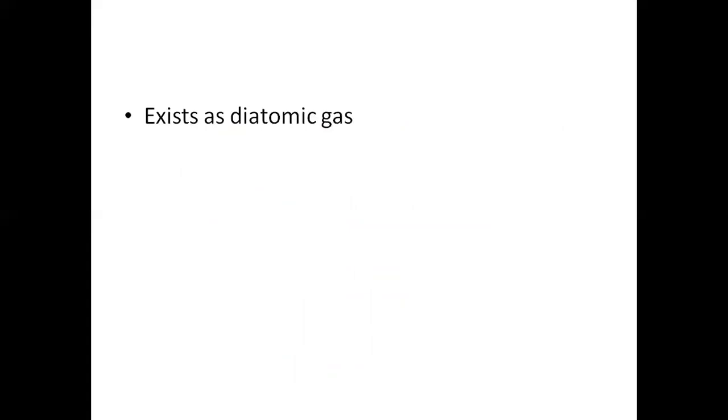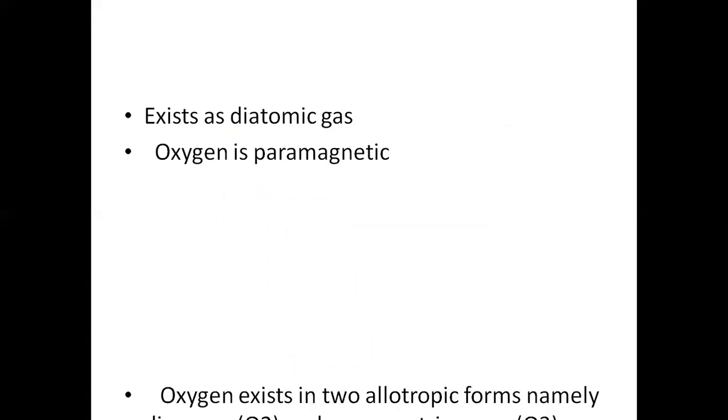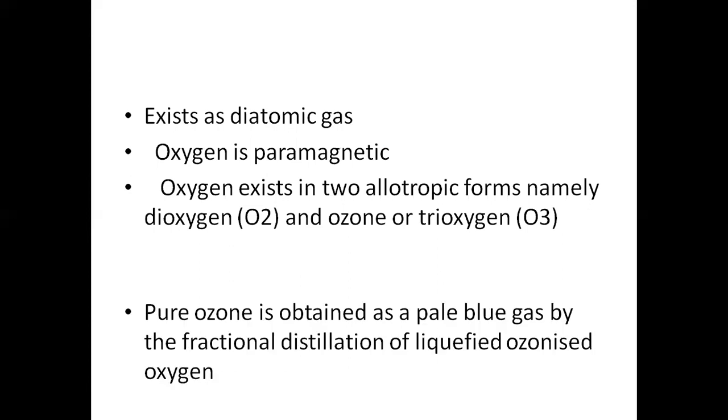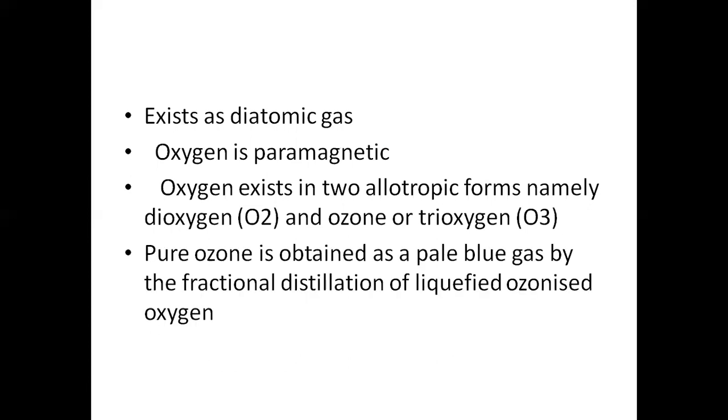Oxygen exists as a diatomic gas. It is a paramagnetic material. We call oxygen paramagnetic because it contains two unpaired electrons. Oxygen exists in two allotropic forms, namely dioxygen, O2, and trioxygen, ozone, O3. Pure ozone is obtained as a pale blue gas by the fractional distillation method.